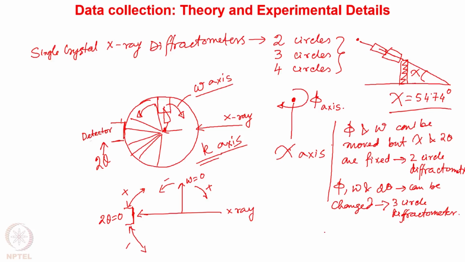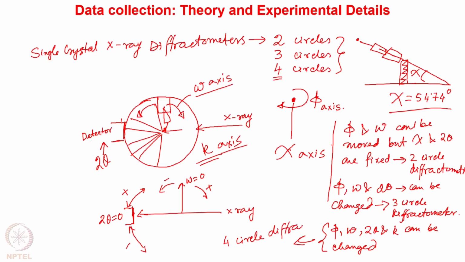The third type, where we talk about 4 circles, is one in which phi, omega, 2 theta and kappa can all be changed. This is called a 4-circle diffractometer, or kappa diffractometer, or kappa axis diffractometer.